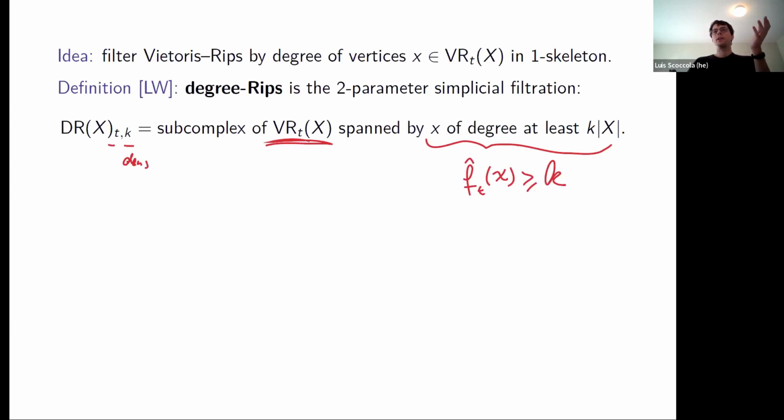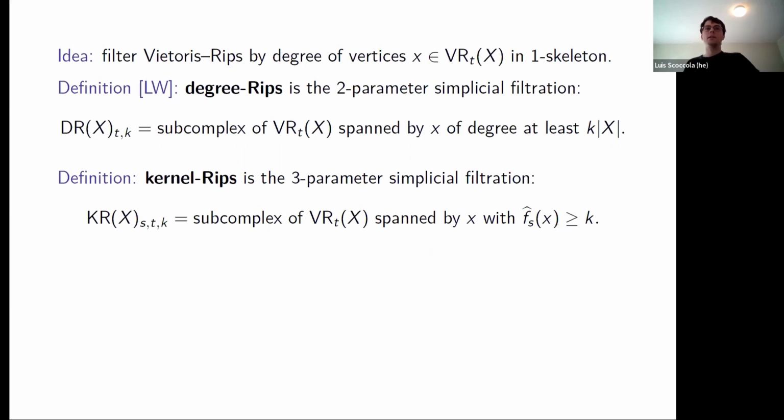Okay, so given that the degree of a vertex is essentially a kernel density estimate, it's not too hard to generalize this and come up with kernel Rips, which is basically just a generalization of degree Rips and our version of function Rips, in which we just take Vietoris-Rips and we filter by some kernel density estimate, but we don't fix the bandwidth and we just put it as a third parameter. So kernel Rips has three parameters. One is the kernel bandwidth, one is the distance scale for Vietoris-Rips, and the other one is the density threshold.